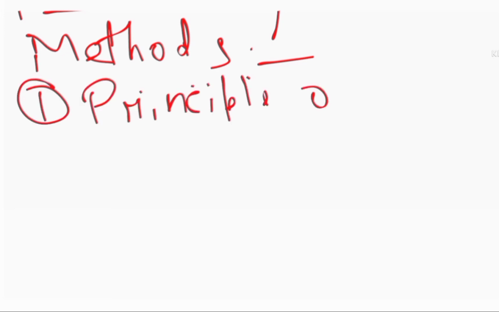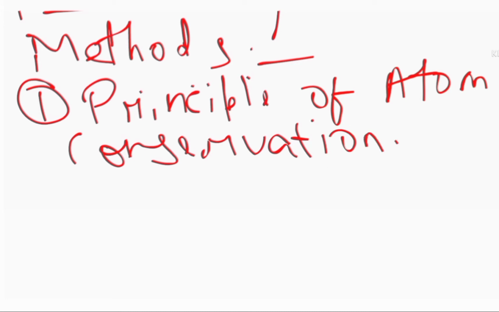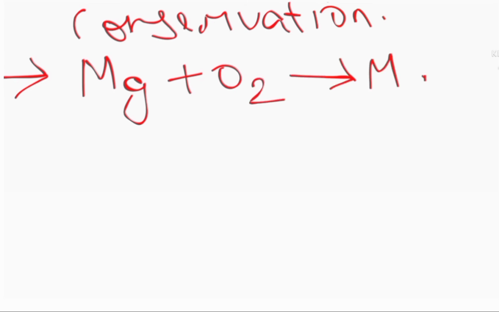This method is known as the principle of atom conservation. Let's first balance that equation to demonstrate how it is working. Mg plus O2 gives us MgO. Now write here A, here B, and here C.